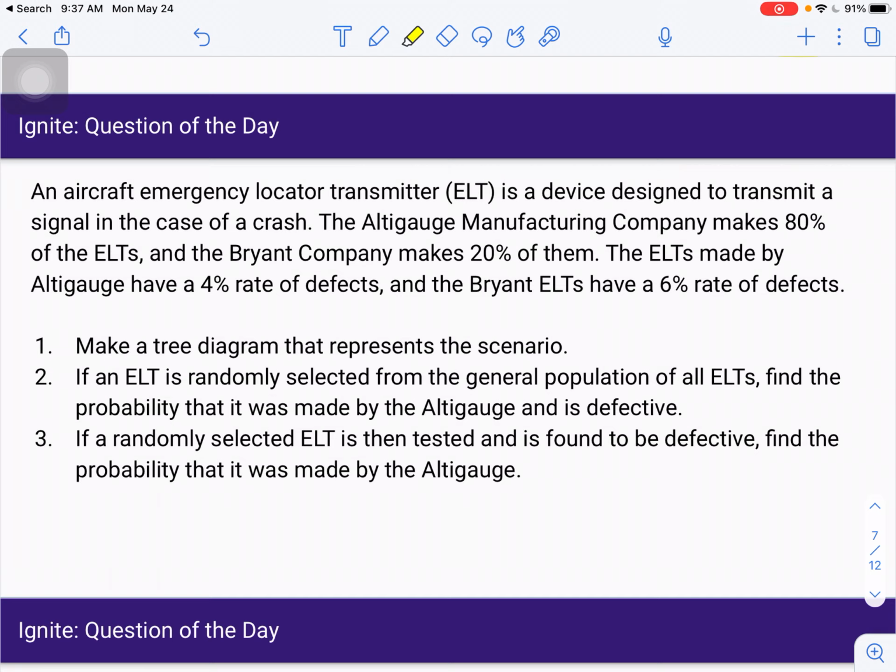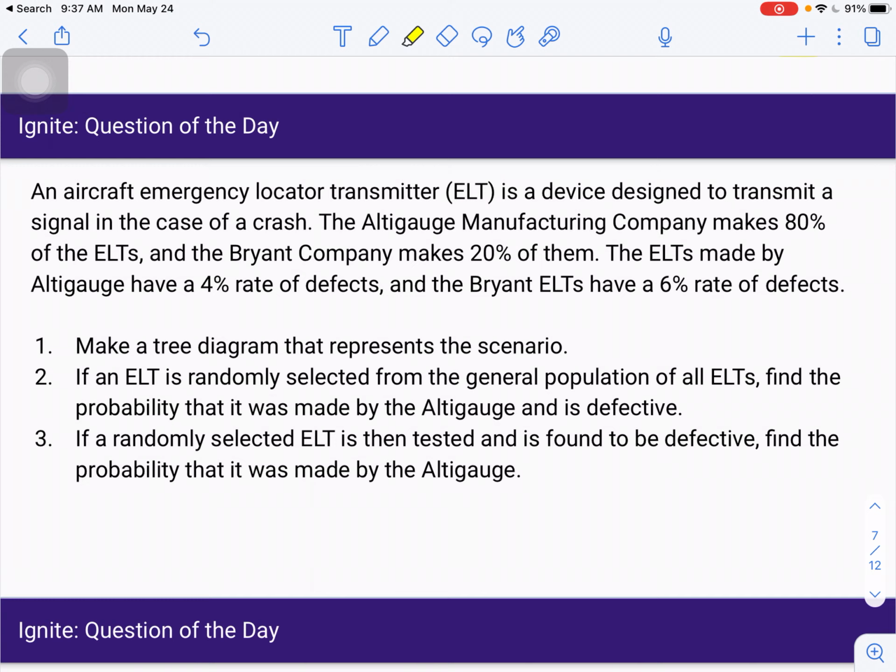An aircraft emergency locator transmitter, otherwise known as an ELT, is a device designed to transmit a signal in case of a crash. The AltaGauge Manufacturing Company makes 80% of the ELTs, and the Bryant Company makes 20% of them. The ELTs made by AltaGauge have a 4% rate of defects, and the Bryant ELTs have a 6% rate of defects. So AltaGauge has a bigger market share and also a lower defect rate.